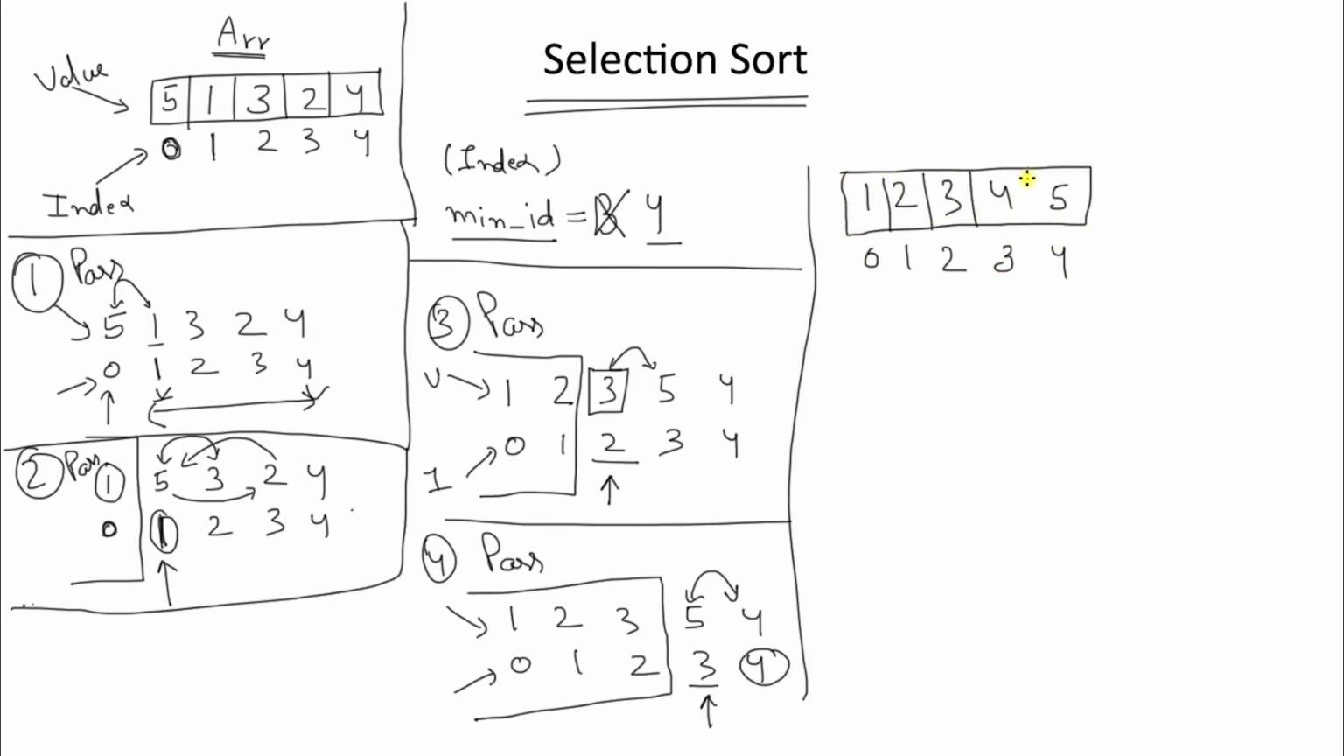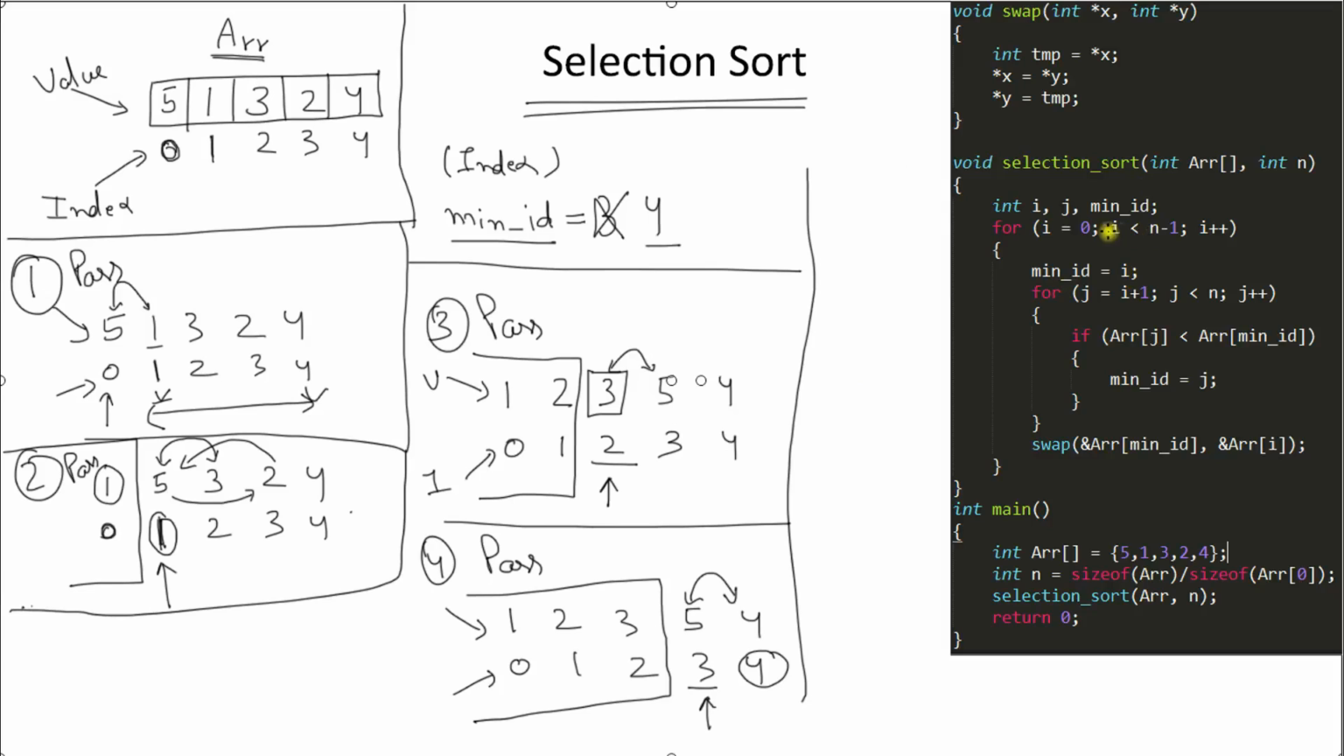If you got confused, I will show you the program that will clear your doubt. This is your program here. This is the main function. Here we are creating this array and want to sort this, and calling this selectSort. This is the function. We are getting the array here and the size of the array.